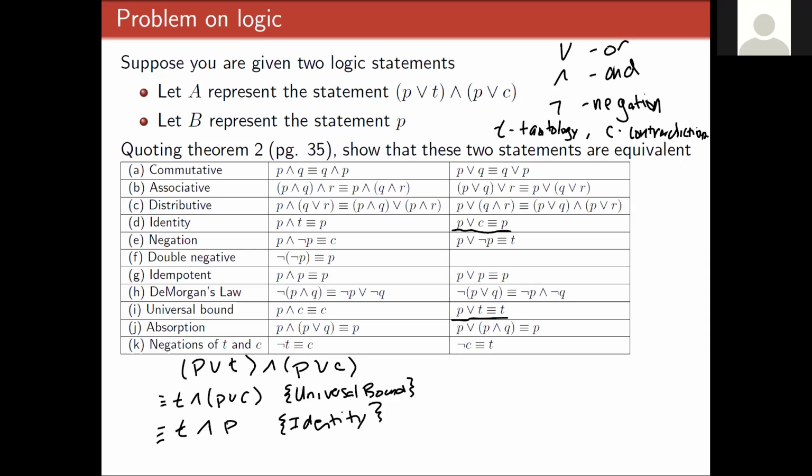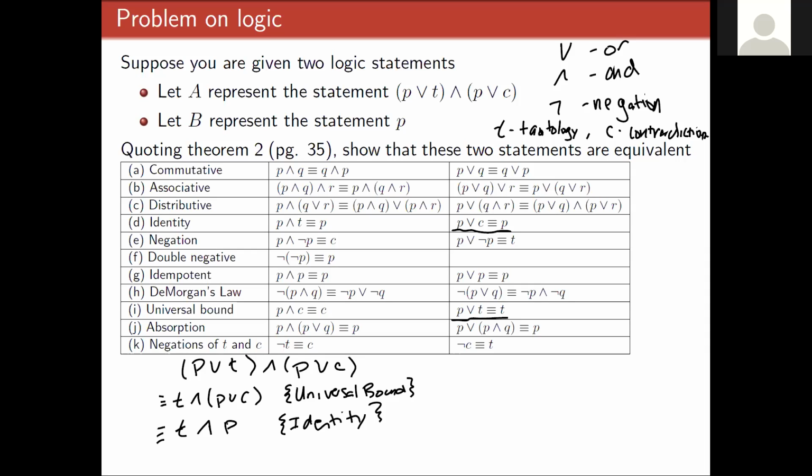Well, we can't actually do identity directly here, right? So if we look at what identity says, and it's good, you're talking about commutative. Yeah, we need to use commutative first, and then we can use identity, because identity tells us that P and a tautology is equivalent to P. But what we have is a tautology and P. So these are different. So we need to use commutative first before we can use the identity.